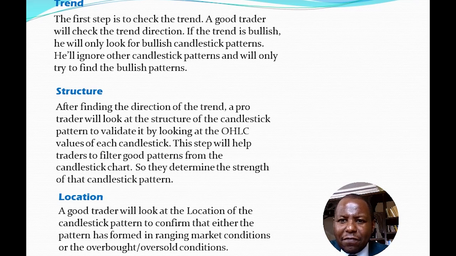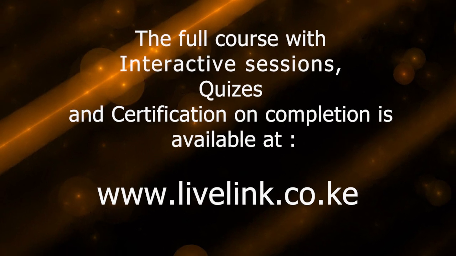Now, structure. After finding the direction of the trend, a pro trader will look at the structure of the candlestick pattern to validate by looking at the OHLC. The OHLC refers to the opening, the high point of that particular time frame, the L, which is the low, and the C, which is the closing. So these values, you look at them. Look at these OHLC values of each candlestick. This step will help traders to filter good patterns from the candlestick chart. So they determine the strength of the candlestick patterns.